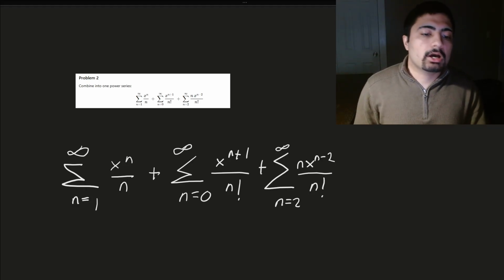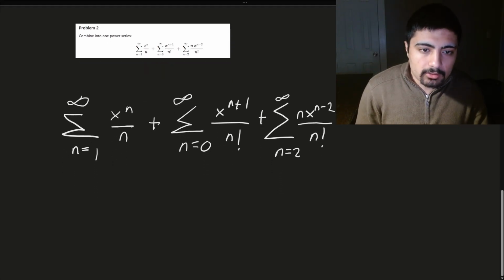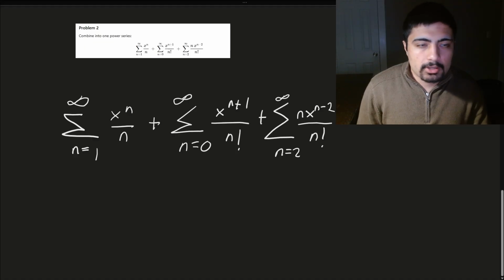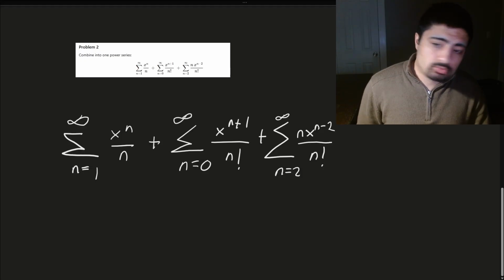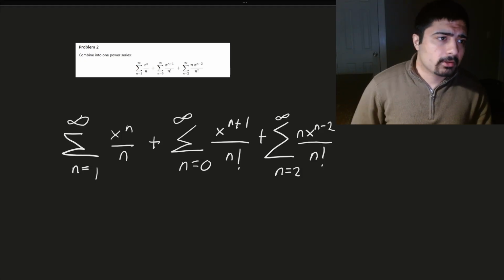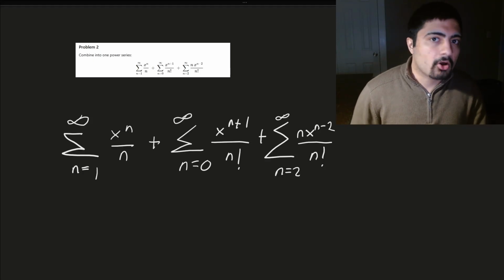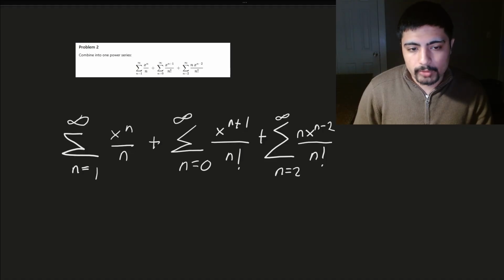Now the first thing I want to tell you is we're going to write this down and notice how the exponents are different. The first one is x to the n power, the second one is x to the n plus 1, the third one is x to the n minus 2. So these are not good. There are really nice tricks we can use to make all of them the same x power.